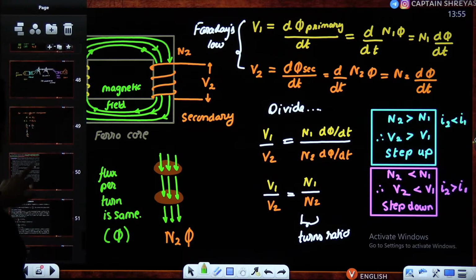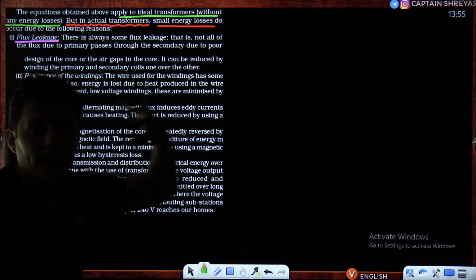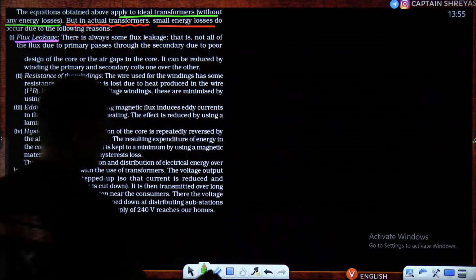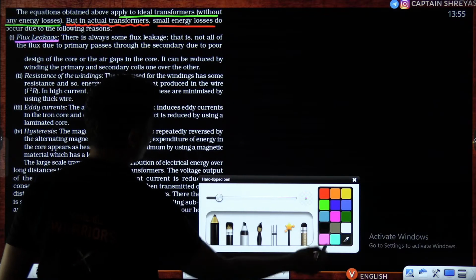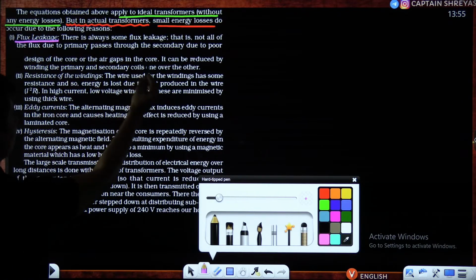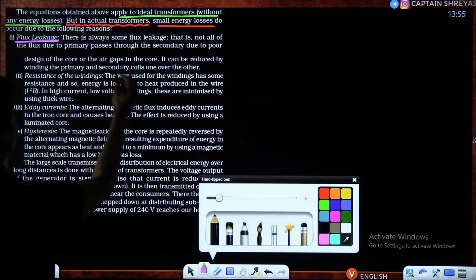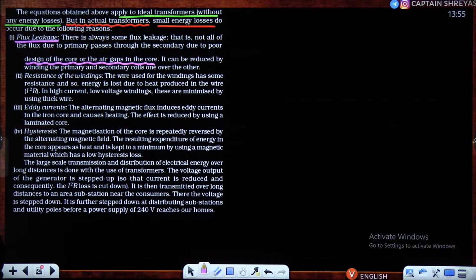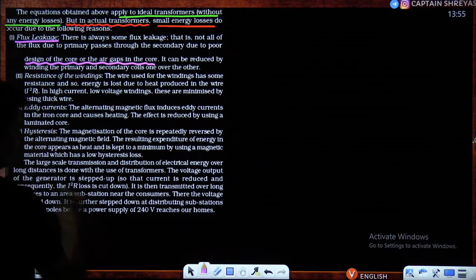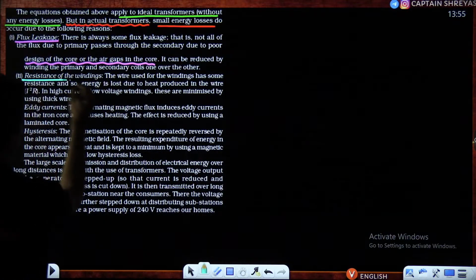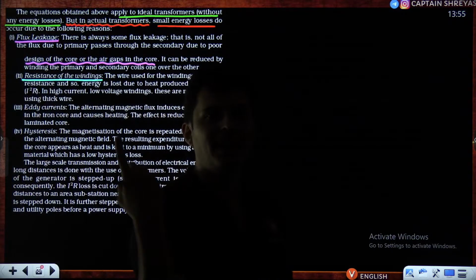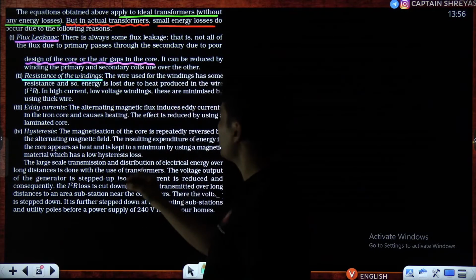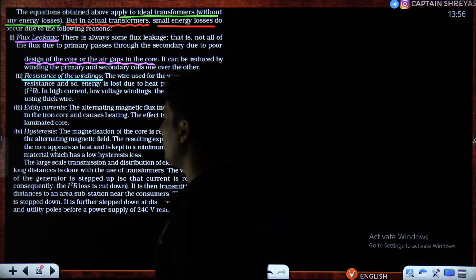So to prevent that flux leakage, you use a very good ferromagnetic material, and the coils have to be tightly wound. This is the first reason. There should be no air gaps, so the design of the core and the air gaps in the core should be properly maintained. Winding should be proper. The second reason is the resistance of the winding. The winding itself has some conductor wire, so the wire itself has some resistance. So you use a wire with low resistance to reduce the loss.